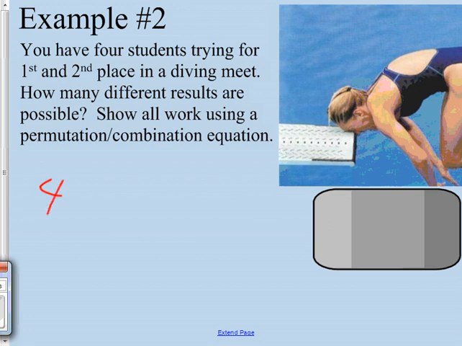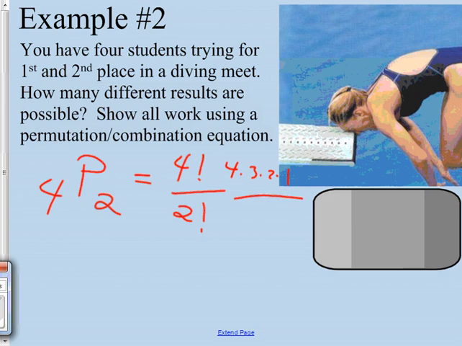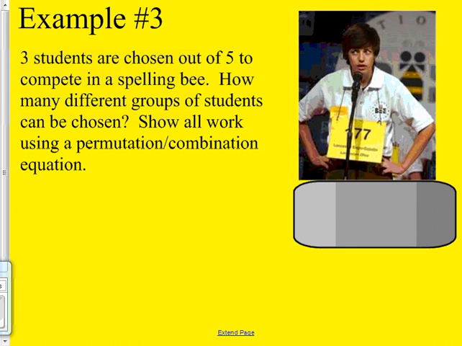4, and then it's P because it's a competition, and then it is 2 different places here, 4P2, and then I am going to be going 4 factorial over 4 minus 2, which is 2 factorial. That means 4 times 3 times 2 times 1, all over 2 times 1. Those cancel. 4 times 3 is 12. You are right.